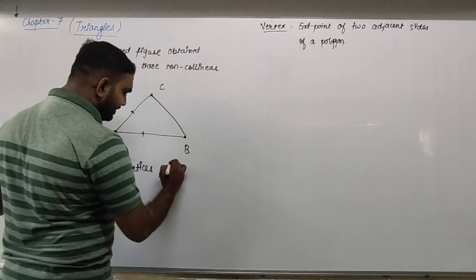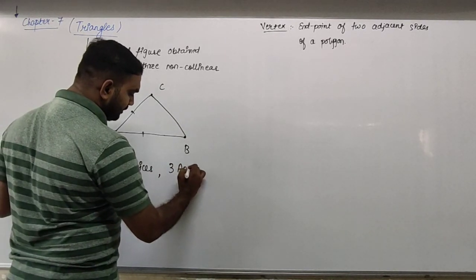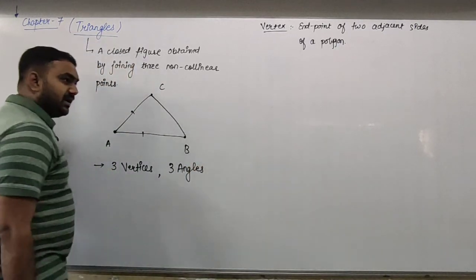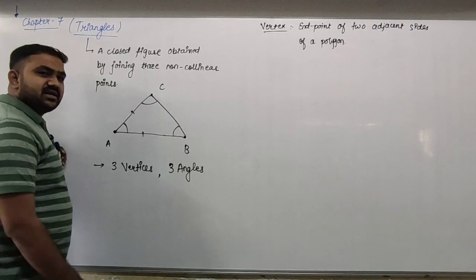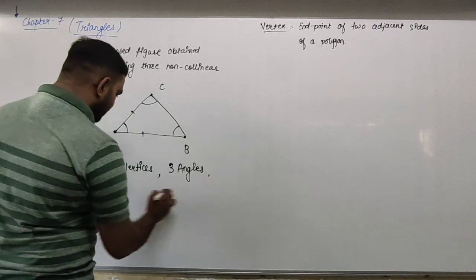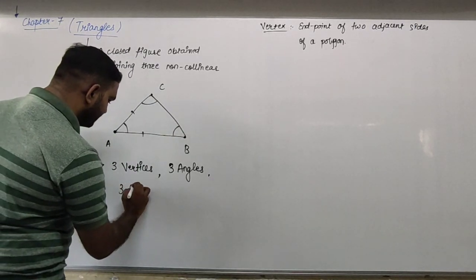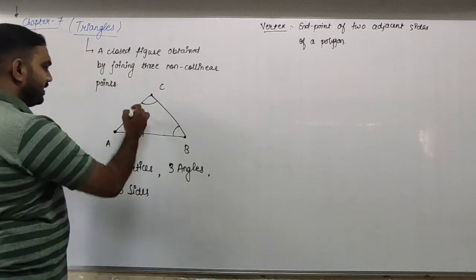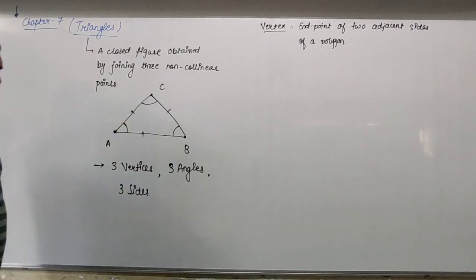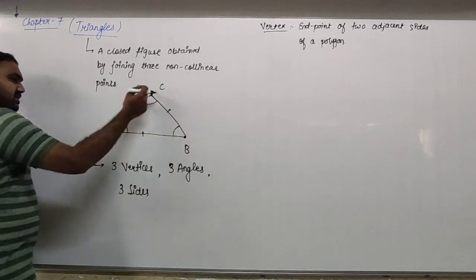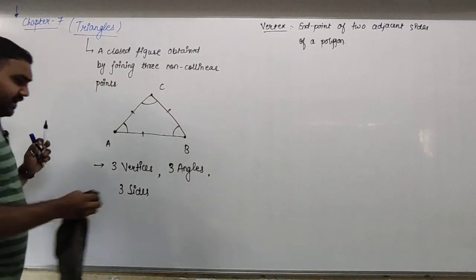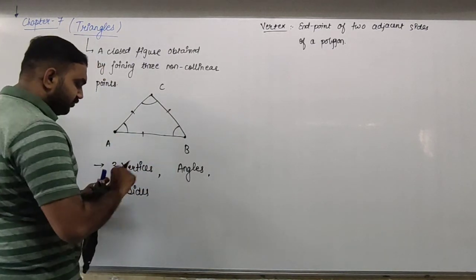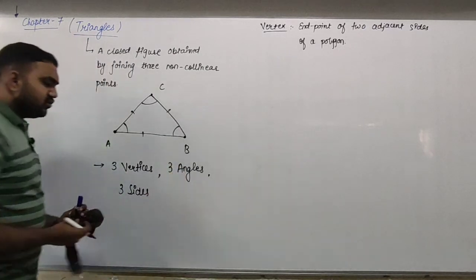Then it has three interior angles: angle A, angle B and angle C. These are the three angles. Also it has three sides: AB, BC and AC, right? AB, BC and AC. These are the three sides. So these are the basic parts of the triangle. Okay, so you must know this.